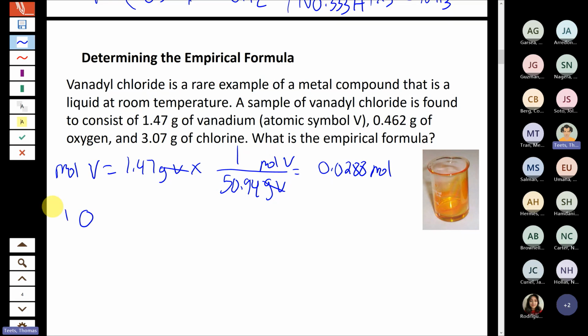For oxygen, we're going to do the exact same thing, but using its mass and atomic mass. 0.462 grams of oxygen.